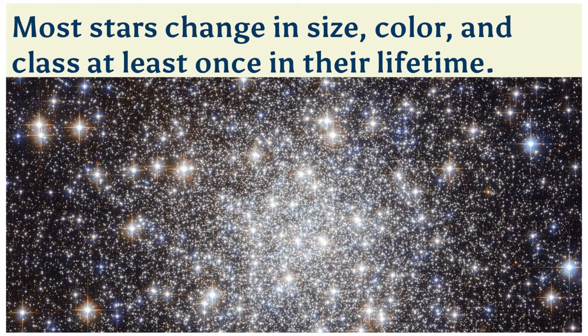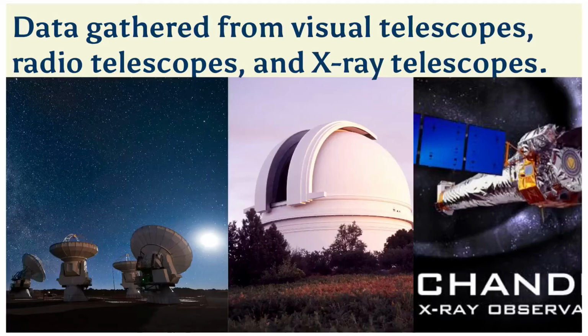Most stars do change in size, color, and class at least once in their lifetime. Astronomers know about the life cycle of stars from data gathered from radio telescopes, from visual telescopes, and from X-ray telescopes like the Chandra X-ray Space Telescope.